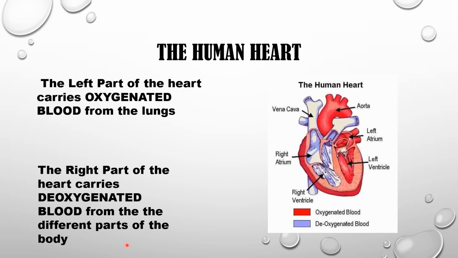So here, in this diagram, it shows that the left side of the heart carries oxygen-rich blood or oxygenated blood. These are the blood that came from the lungs. While the right side of the heart carries the deoxygenated blood or oxygen-poor blood. These are the bloods that came from the different parts of the body.